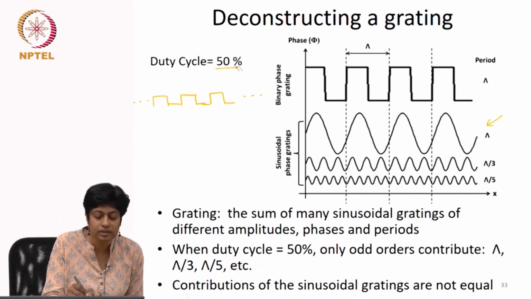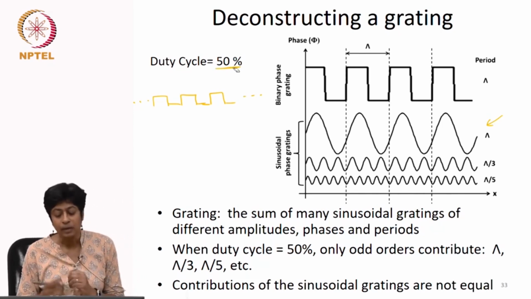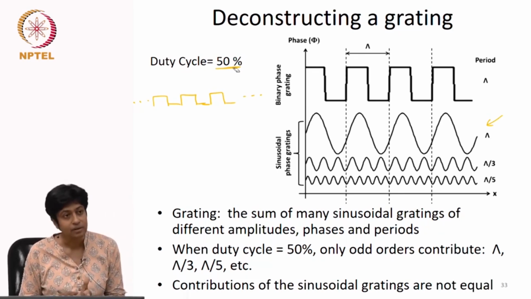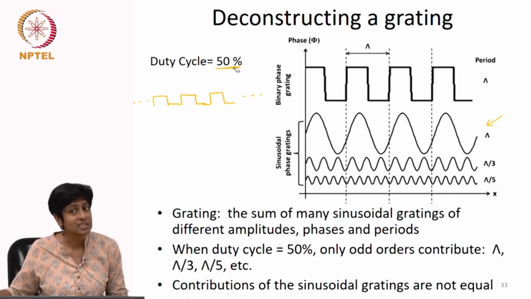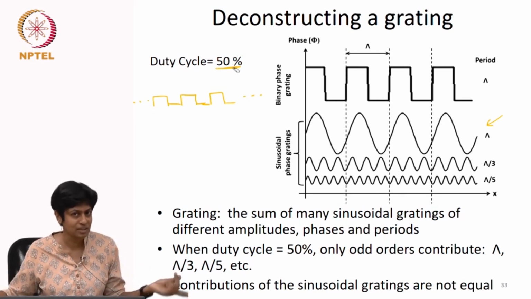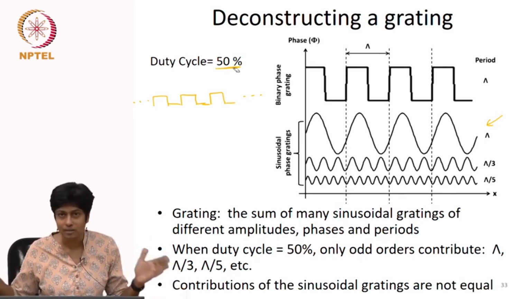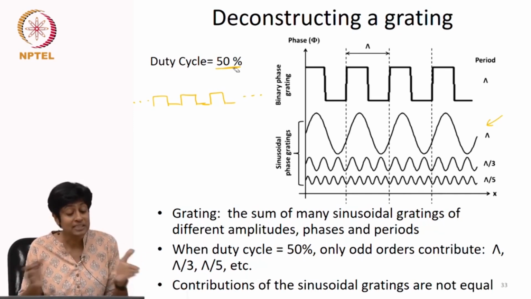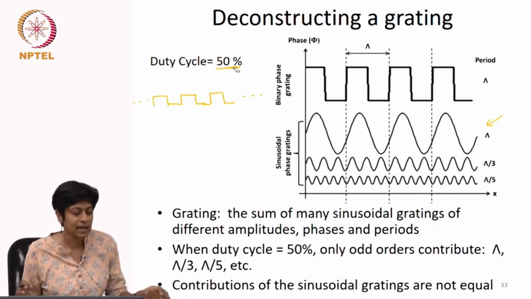And if it's a 50% duty cycle, I will only have the odd numbers. So I'll have +1, -1 order, +3, -3 order, +5, -5 order, but not the even numbers. If the duty cycle changes, of course, you will have the other orders.